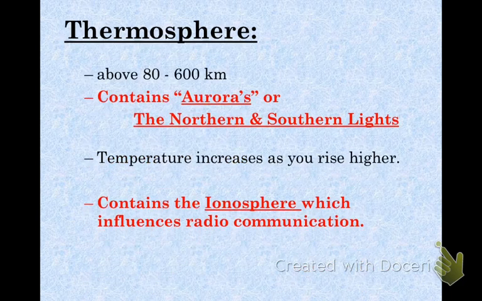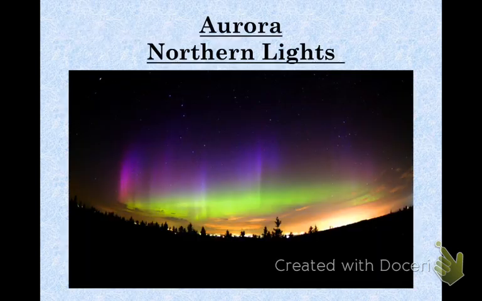The next layer is the thermosphere, and this is where temperature increases as you rise higher. This is about 80 kilometers to 600 kilometers above the Earth's surface. And this shows you a picture of the northern lights. The northern lights are a reflection of the light that's coming through by the different gases of that atmosphere.